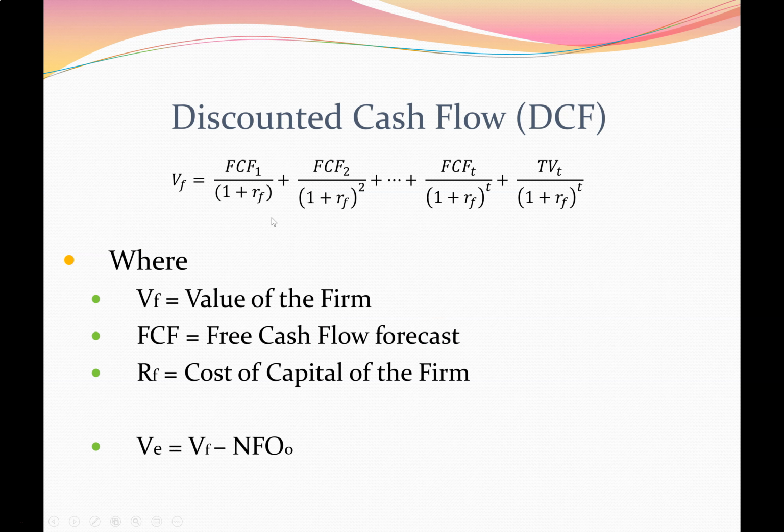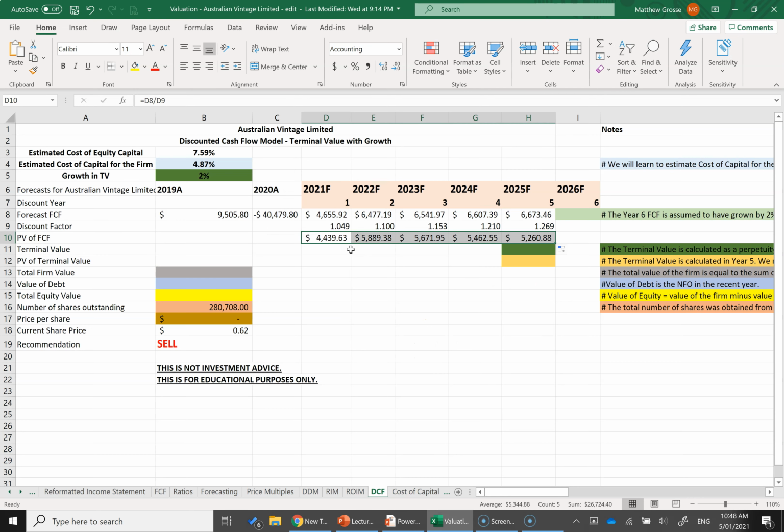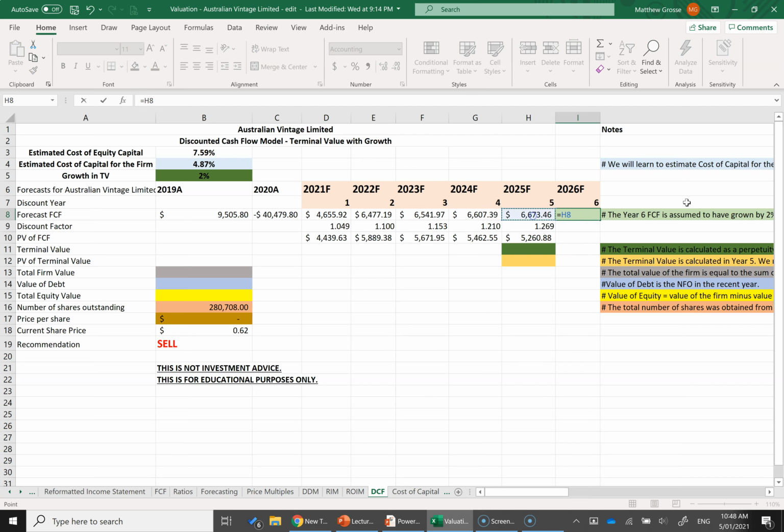So up to this point, I have done my free cash flow forecast divided by 1 plus the cost of capital, plus my free cash flow forecast for year 2 divided by 1 plus the cost of capital to the power of 2. That's what these present value of free cash flows are here. Now I'm going to look at my terminal value. In this one, I'm going to use the 2% growth in terminal value. So I'm going to say my year 6 free cash flow is going to be equal to the year 5 free cash flow times 1 plus 2%, the growth rate I'm going to use. I'm assuming this business's free cash flow will grow by 2% per year forever.